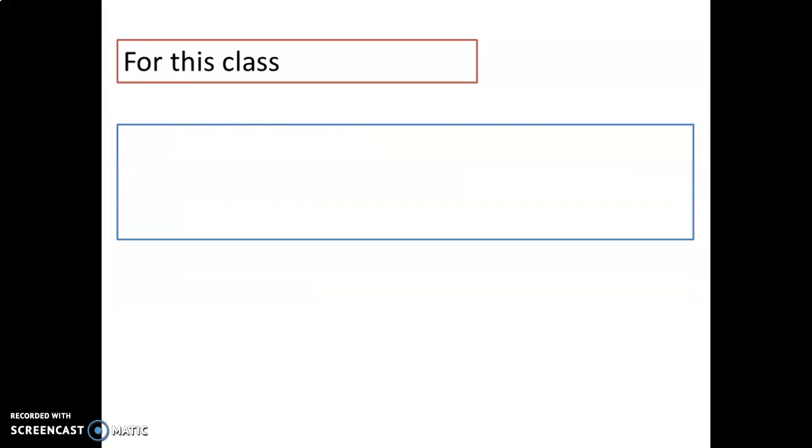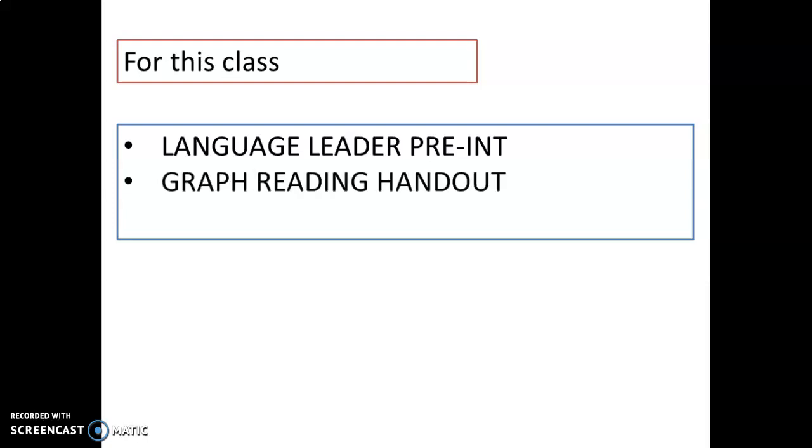So for this class, you need your Language Leader Pre-Intermediate book. I will show you where to get that if you don't have the book. You need the graph reading handouts, which we sent you from G-Class, and of course a pencil.